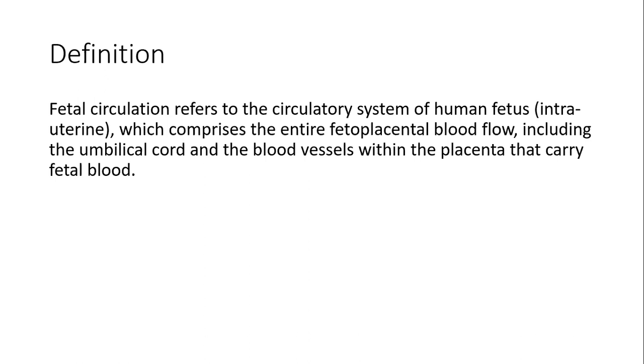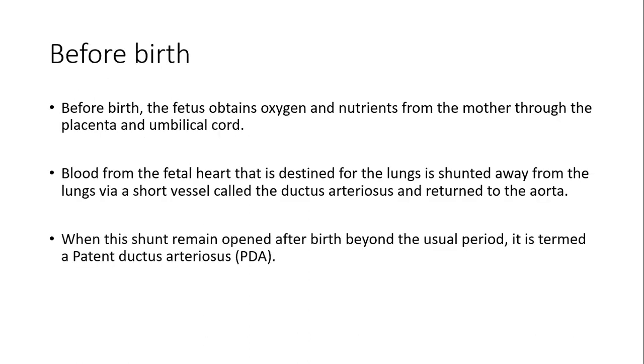So, before birth, the fetus obtains oxygen and nutrients from the mother through the placenta and the umbilical cord. The blood from the fetal heart that is destined for the lung is shunted away from the lungs via a short vessel called the ductus arteriosus and returned to the aorta. The persistence of this beyond the usual period leads to what we call the patent ductus arteriosus.